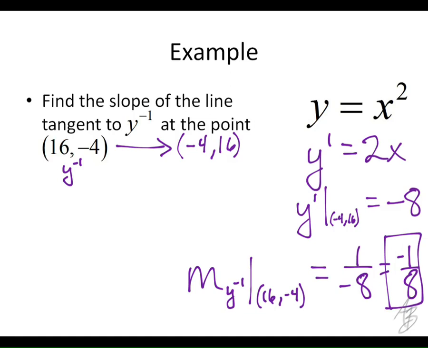Now I don't know about you guys, but I would rather take the derivative of x squared than take the derivative of the square root of x. Does that make sense? Now this is a very simple problem. It's a problem that we could do either way, and it's still fairly straightforward.